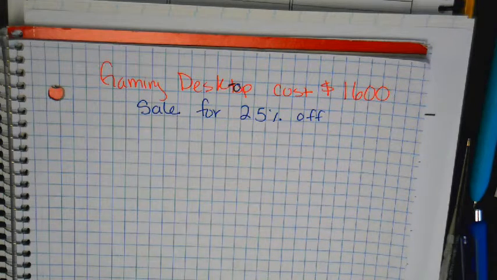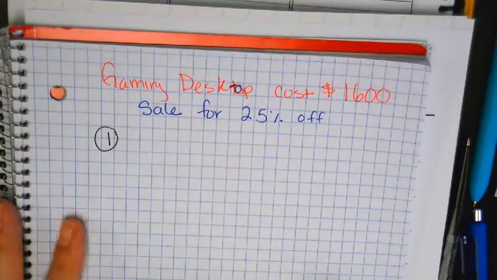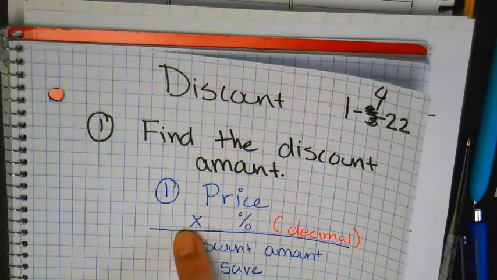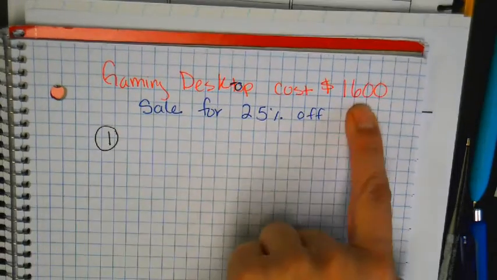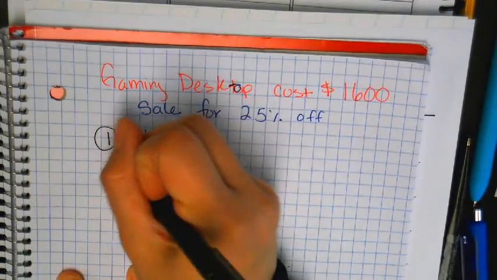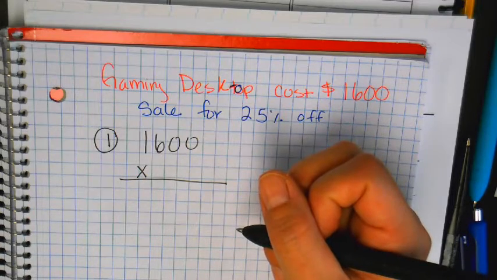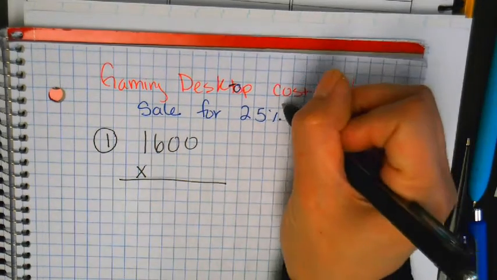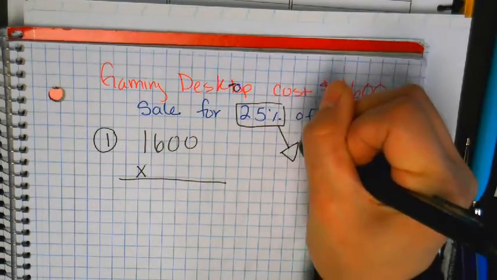Okay. First things first. First step. What was our first step again? Take your price and you multiply it by your percent, right? Okay, what's my price? $1,600. And you're going to multiply it by your percent. But my percent has to be written as a decimal. So 25% is written how as a decimal?